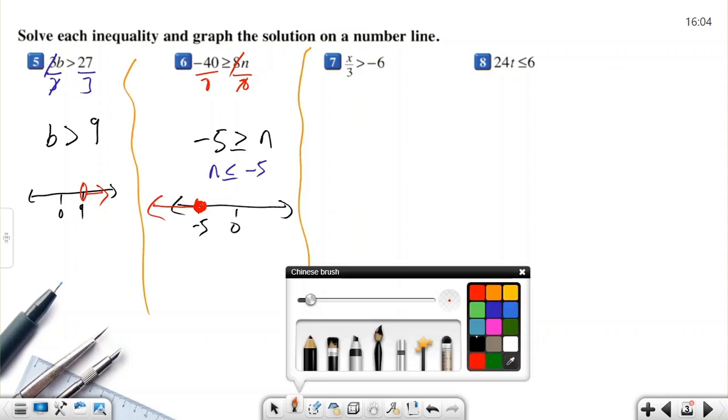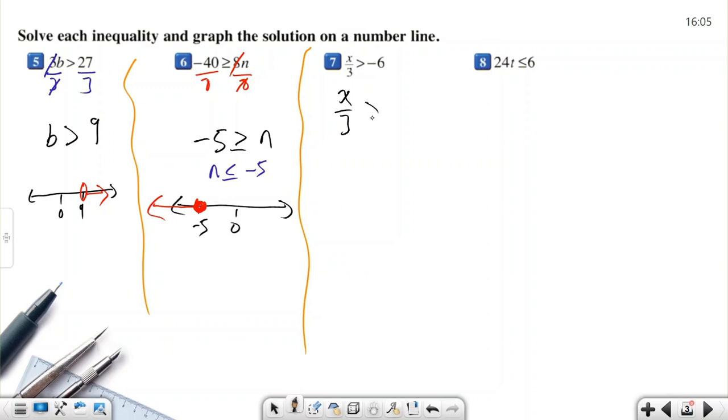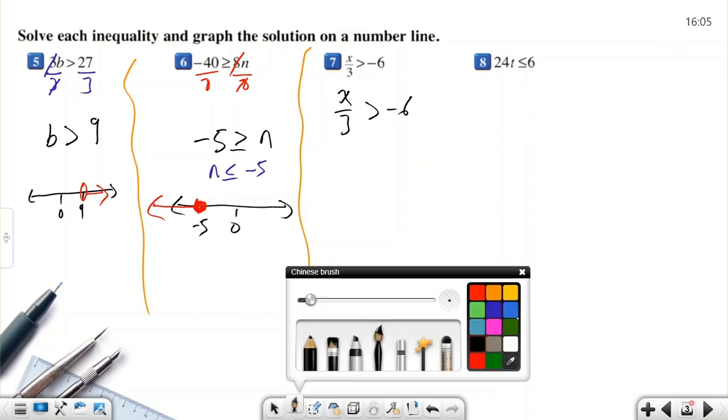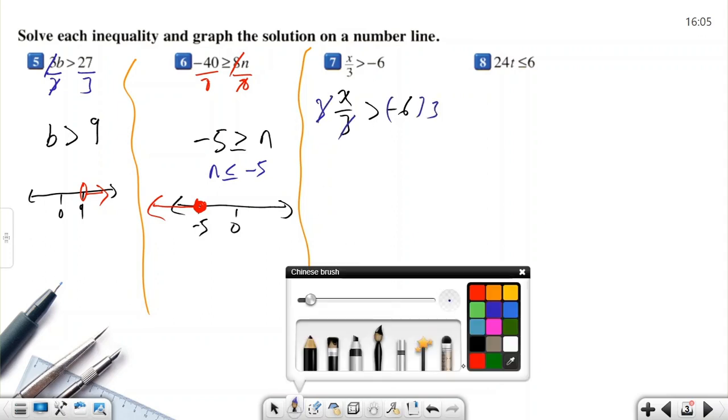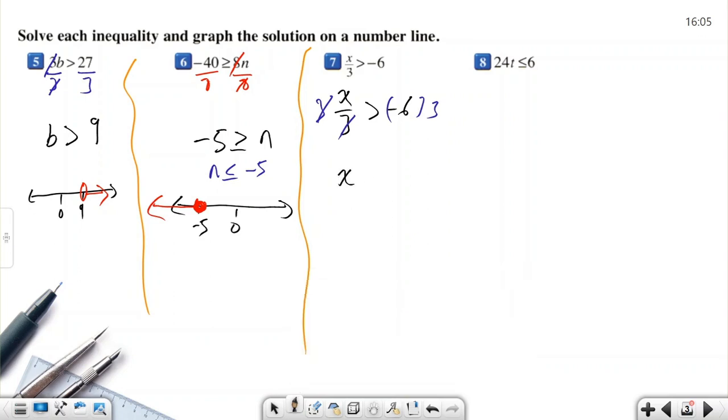Continue the next one. x over 3. So let's write here x over 3 greater than minus 6. If I multiply both sides by 3, 3 divided by 3 is 1. So I get only x is greater than negative 18.